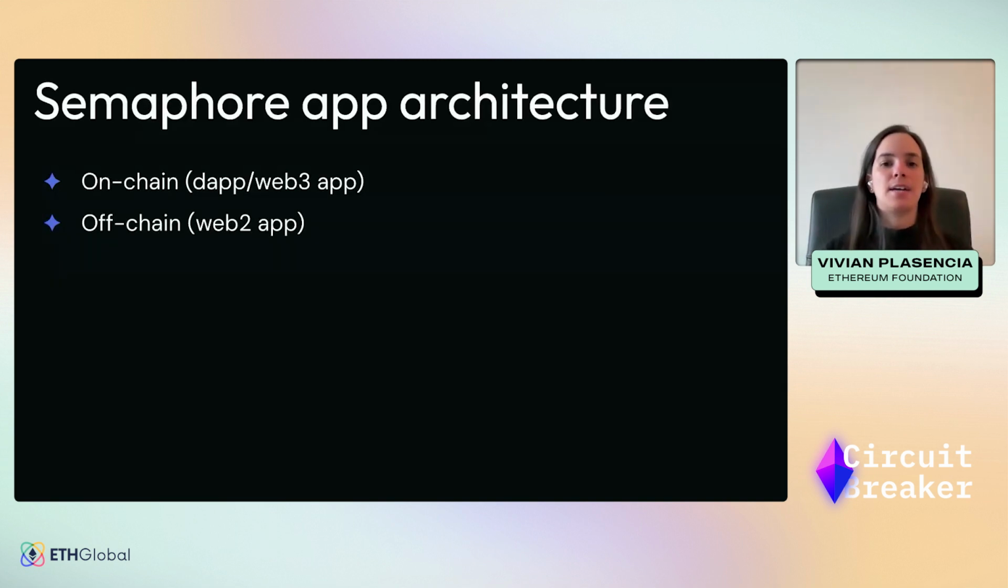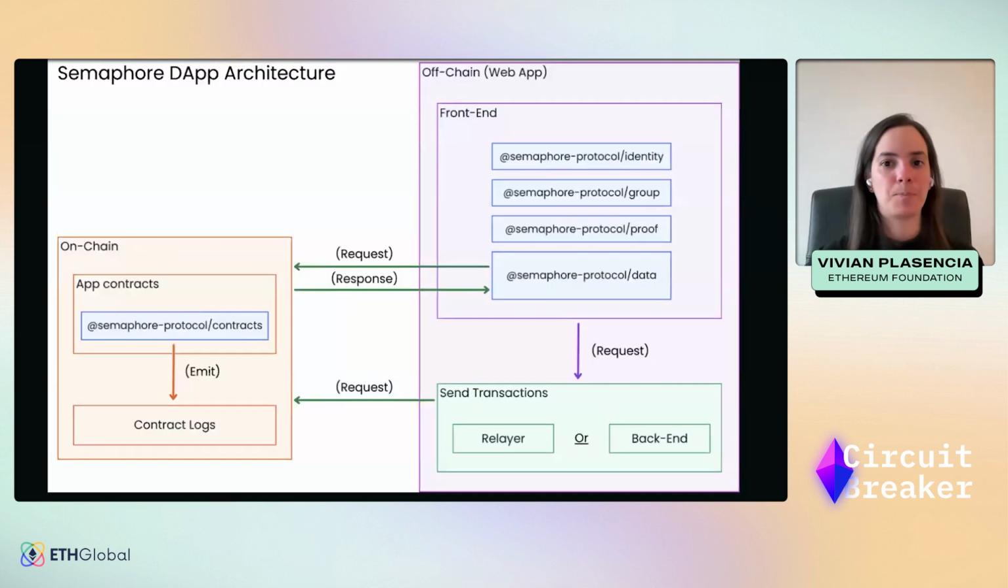So I will talk about the architecture of a Semaphore application. You can create applications with Semaphore, you can create completely off-chain applications, or you can create completely on-chain applications. I will start explaining the on-chain applications, and then I will explain the architecture of the off-chain applications. So this is like the architecture for a decentralized application using Semaphore.